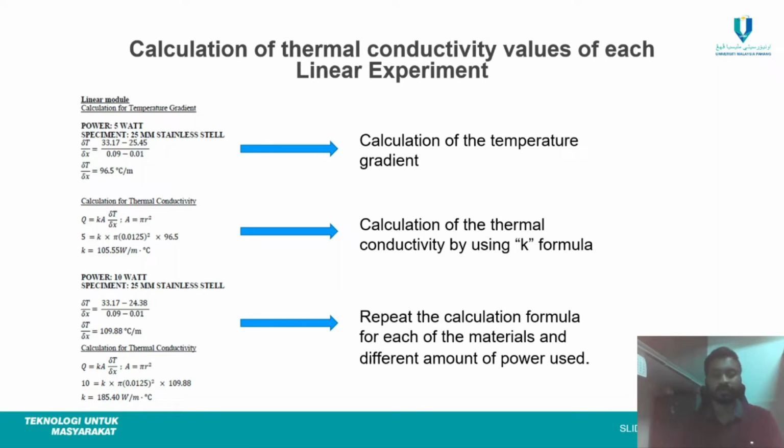In order to find the thermal conductivity, we need to find the temperature gradient first. For the calculation of the temperature gradient, the formula is dT over dx, which is the highest temperature minus the lowest temperature in the data given, over the highest location point minus the lowest point. After substituting the values into the formula, we get the temperature gradient, which is 96.5 Celsius per meter for the stainless steel material at the power of 5 watt.